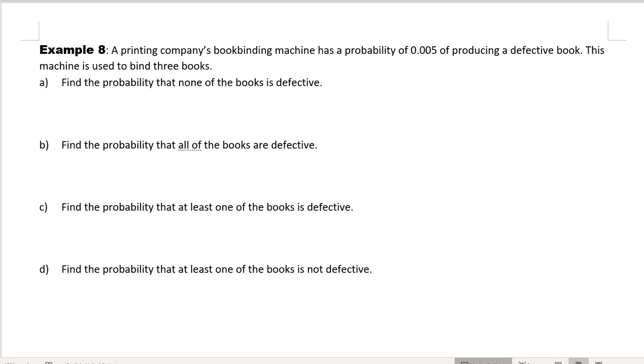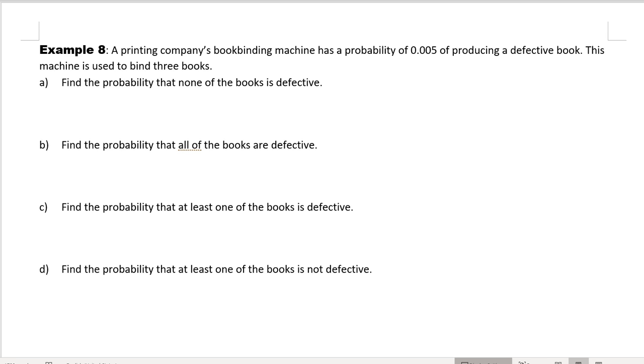Hi everyone, let's continue. Example 8. A printing company's book binding machine has a probability of 0.005 of producing a defective book. This machine is used to bind 3 books.